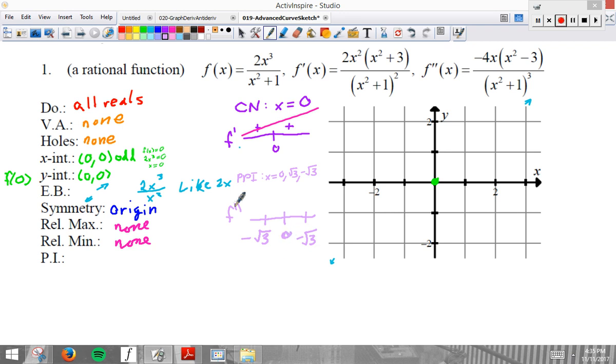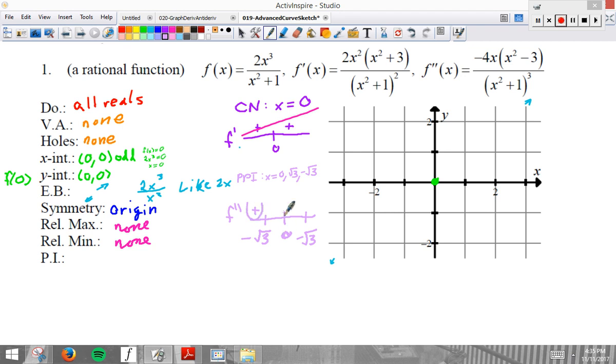And now we're going to test the sign of f double prime around those points. Something less than -√3 would be something like -2. If you're uncomfortable with plugging things in for everything, you should be aware that the bottom is always going to be positive. It's a positive number cubed. -2 in the top would make this positive and would make that positive. So we have a positive concavity.